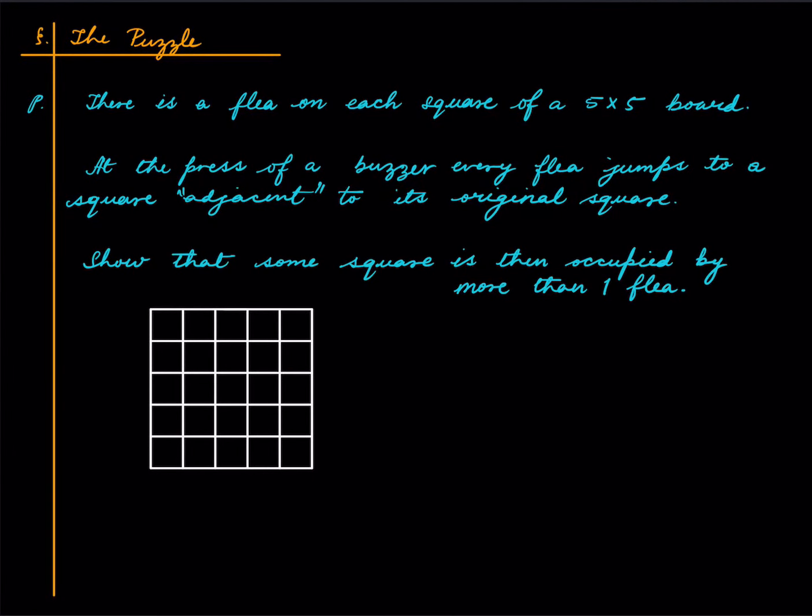Here is the puzzle we are looking at. So there is a flea on each square of a 5x5 board as shown.